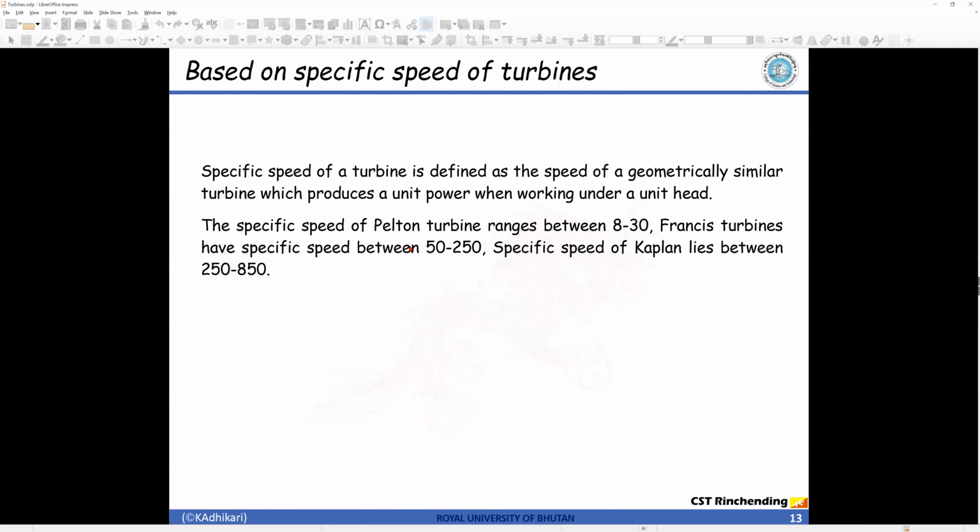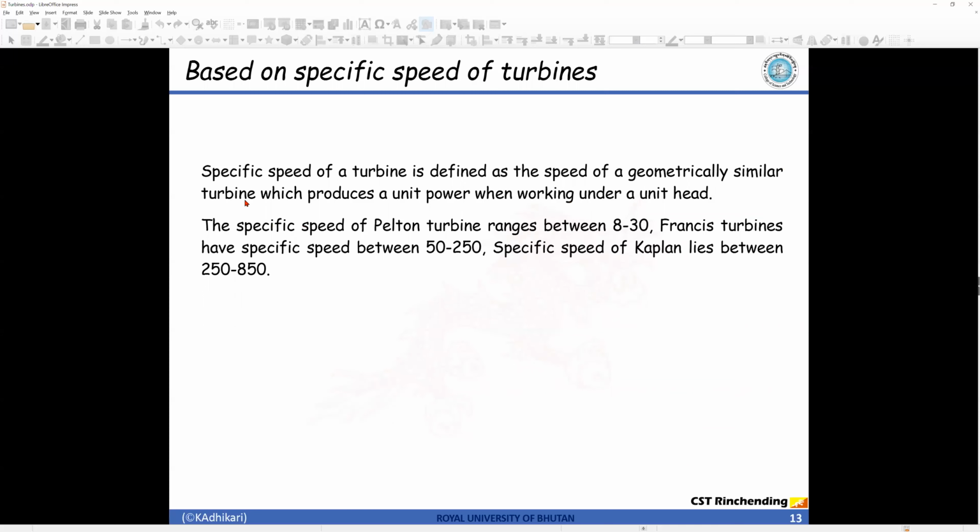So based on the specific speed of a turbine, now there's a different classification. So let's define what is specific speed. Specific speed of a turbine is defined as the speed of a geometrically similar turbine which produces unit power when working under unit head. So that is the definition of a specific speed. So here one thing comes, geometrically similar turbine.